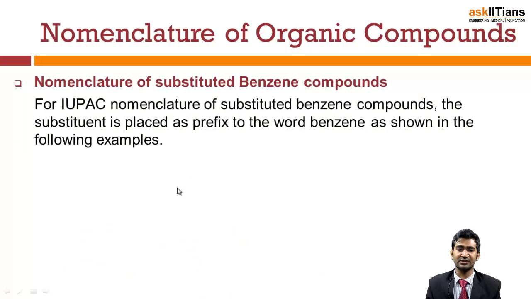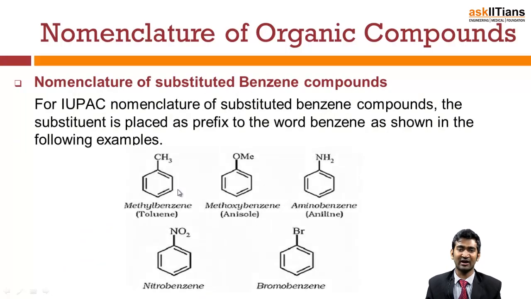And for benzene substituted compounds, how do you name them? You just have to write benzene at the last, and whatever is substituted there, you have to count it. Like here I have a methyl group attached to benzene, so it is methylbenzene. It is also known as toluene in common language. Here an OCH3 group is attached, so it is methoxybenzene. This is aniline, aminobenzene, nitrobenzene, bromobenzene. So you only have to search for the group which is attached to it.